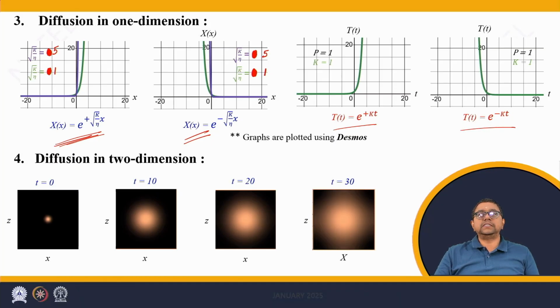The time dependency also gives a decaying or rising solution. E to the power plus kt gives a rising solution, whereas e to the power minus kt gives a decaying solution. Note that as time progresses, we have a change in the magnitude of the solutions.